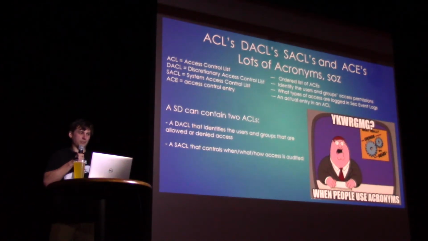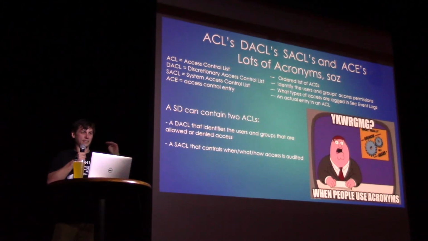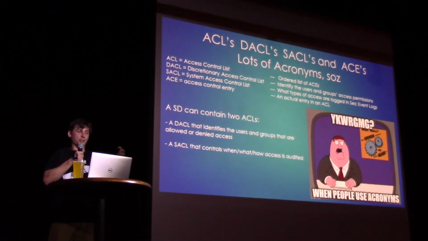And with these acronyms, an ACL, an access control list, is just an ordered list of ACEs. An ACE is an access control entry, so any entry on the ACL is considered an ACE. The DACL is a discretionary access control list. This identifies the users and groups and what permissions they have. The SACL is a little bit less looked at, but that sets up different logging events on particular items.